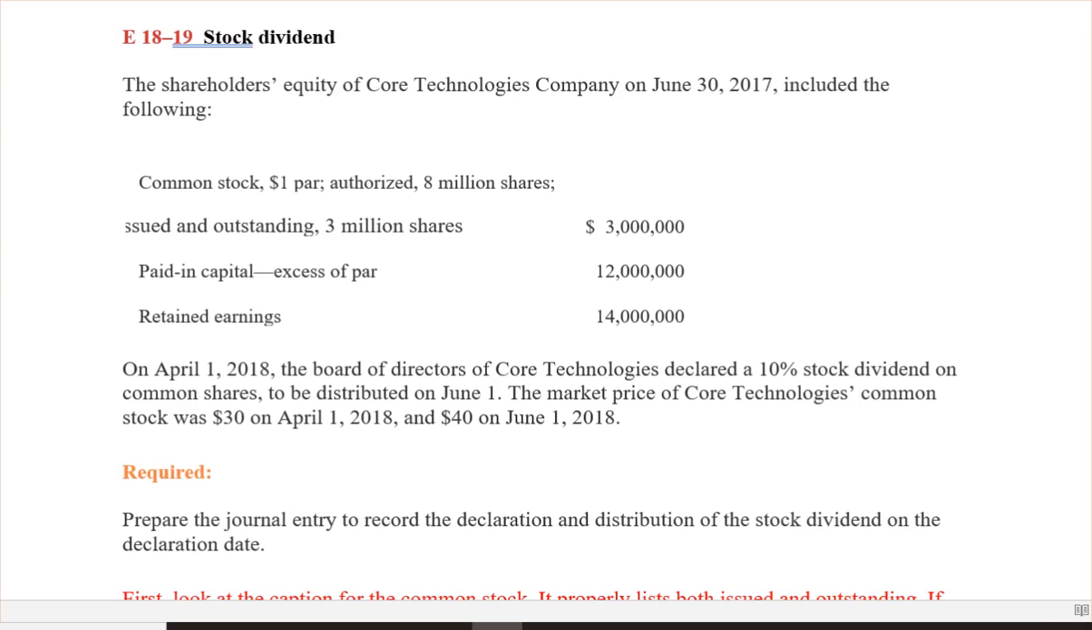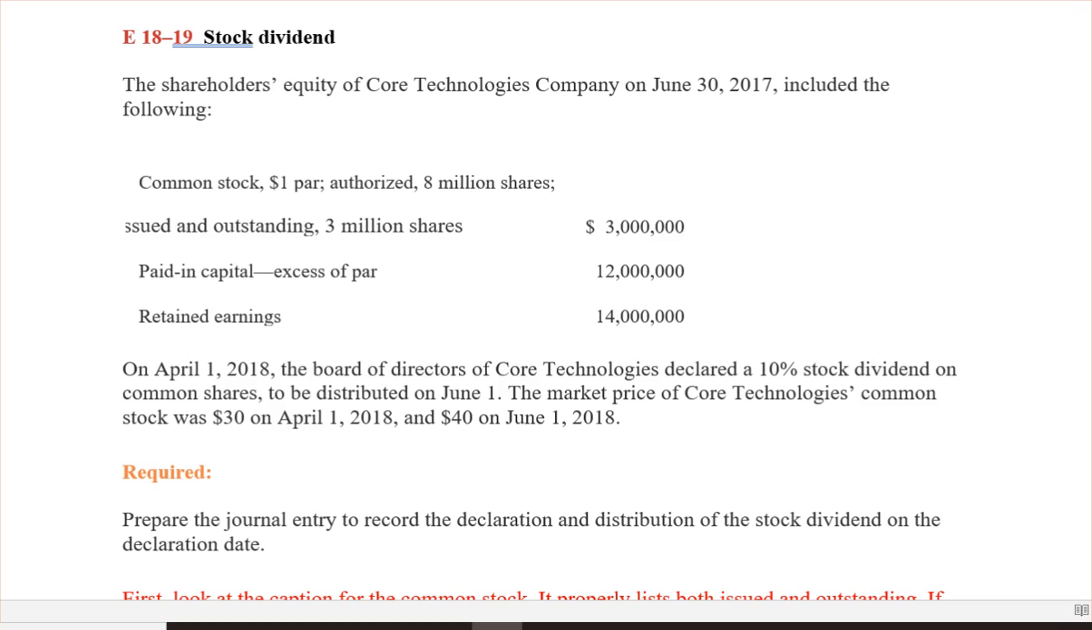I like to see things all laid out in front of me. In exercise 18-19, we are looking at stock dividends and discussing stock dividends. And you see that they've given you how the balance sheet equity section looks like.